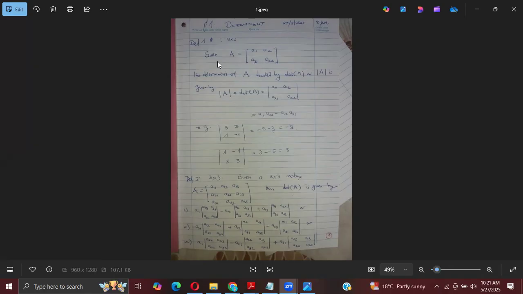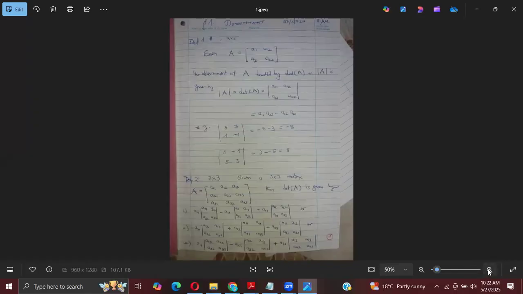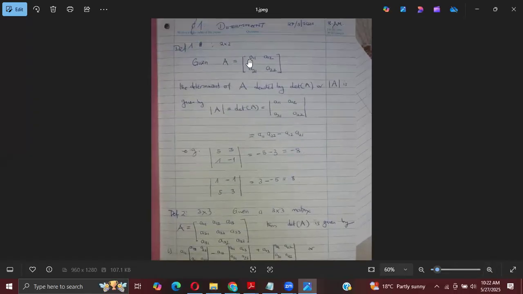But 2 by 2 matrix, if it's A, which is, let me just zoom in a bit. It's like this, A equals A11, A12, A21, A22. Then the determinant, which is denoted by that, is given by the main diagonal A11 times A22 minus A21 times A12. Example, if this is a matrix, we have 5, 3, 1, minus 1, then the determinant will just be 5 times minus 1, which is minus 5, minus 1 times 3, which is minus 3, so we get minus 8.